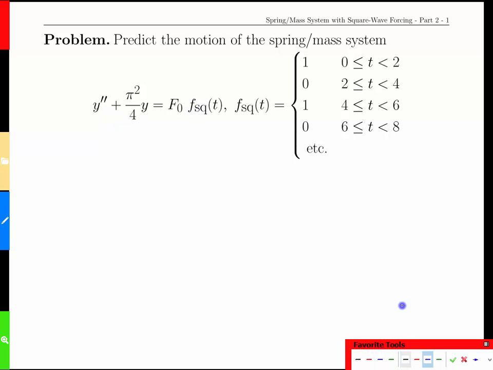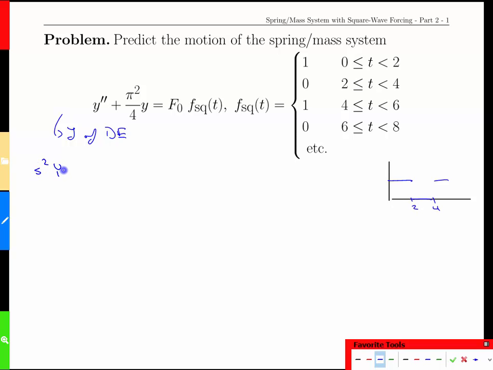Having constructed a square wave, a function, or an external force, that turns on for 2 seconds and then is off for 2 seconds, and then is on, and so forth, what we're going to do is study the effect of applying that on-off force, which has exactly the same period as the natural oscillations of the system here. Taking the Laplace transform of the differential equation, and we're going to start at equilibrium.